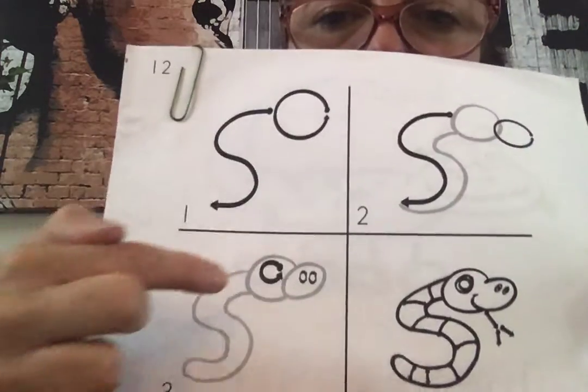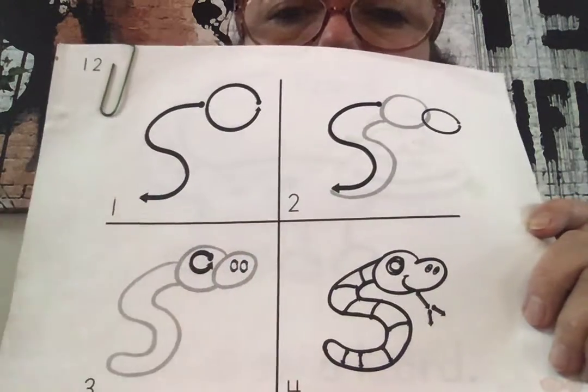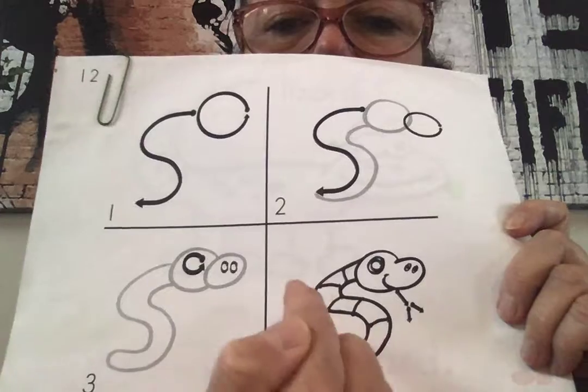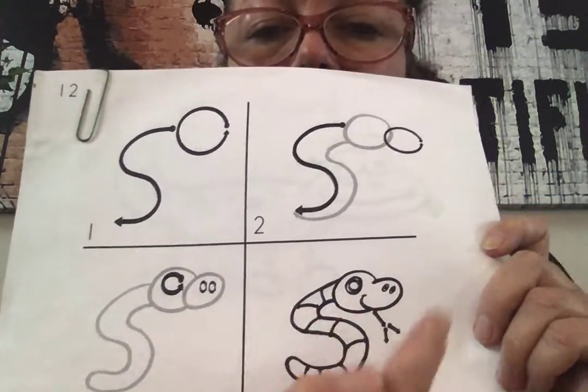And then, oh, these are more up and around for the eyes, for the nostrils. And then at last, you can add scales in and a tongue. And then from here, make a scene. Maybe make some grass, make a sun, trees, whatever you want to add to your art project today.